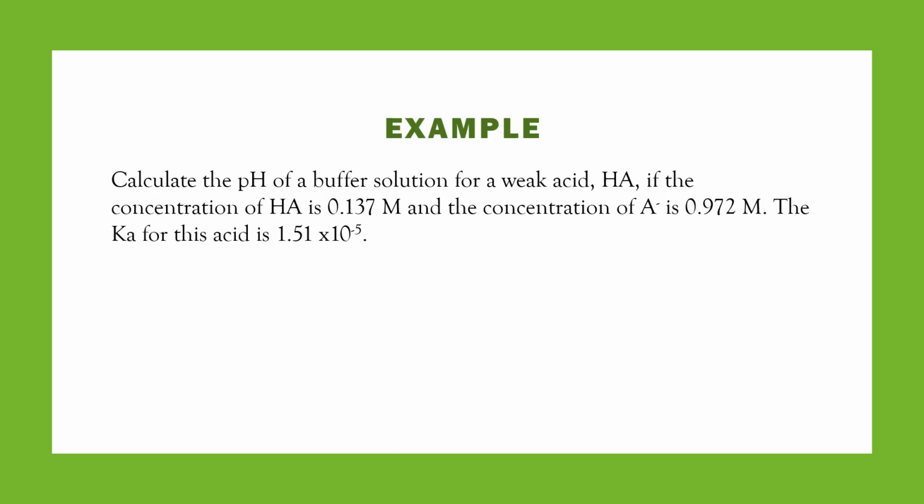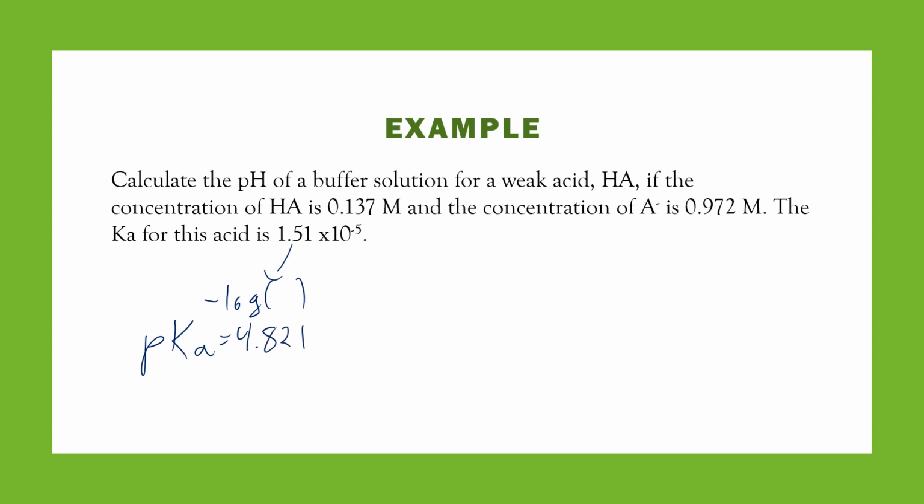Okay, so this one is just a created buffer solution. It's not a titration. We have a buffer solution where the concentration of the acid is 0.137 molar and the concentration of the base is 0.972. And they give you that the Ka for the acid is 1.51 times 10 to the negative 5. First thing you need to do is take the negative log of that Ka value, and you'll get that the pKa is 4.821.